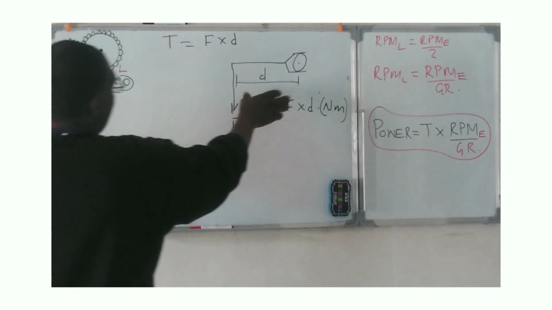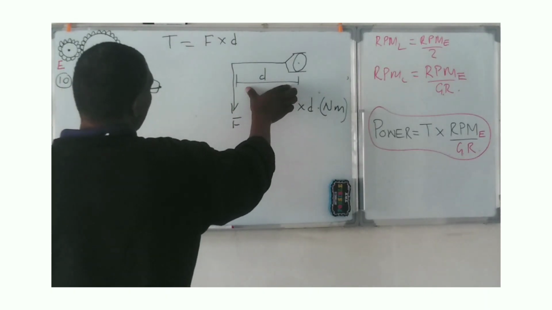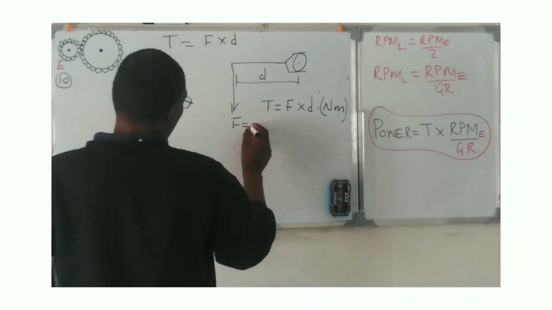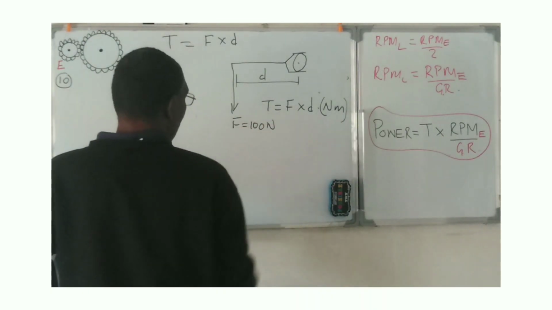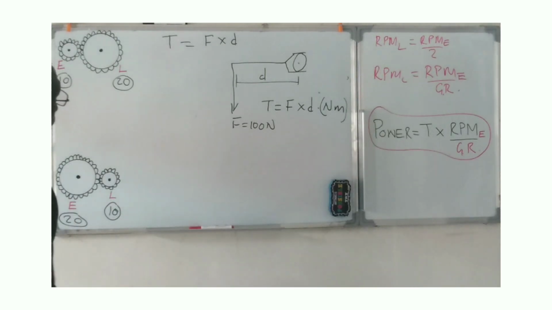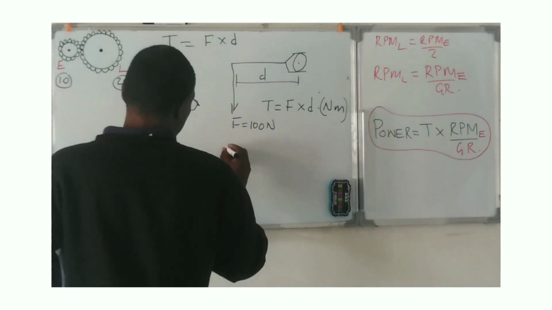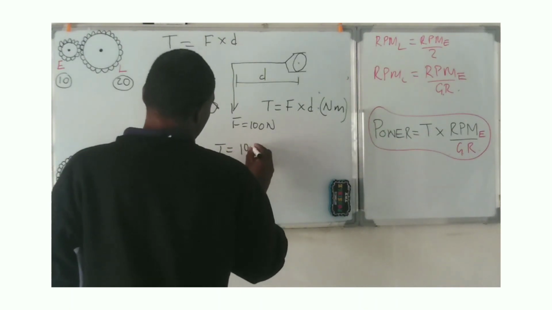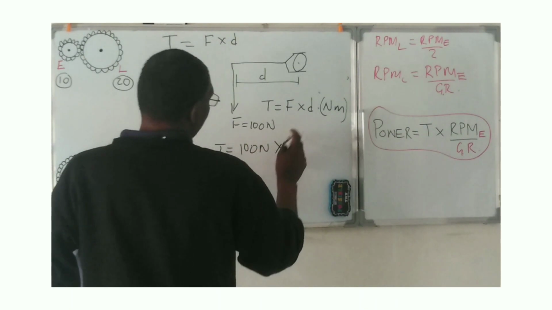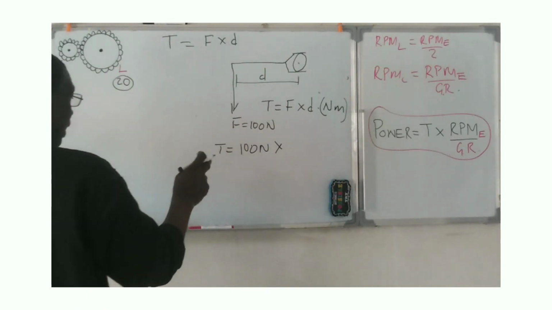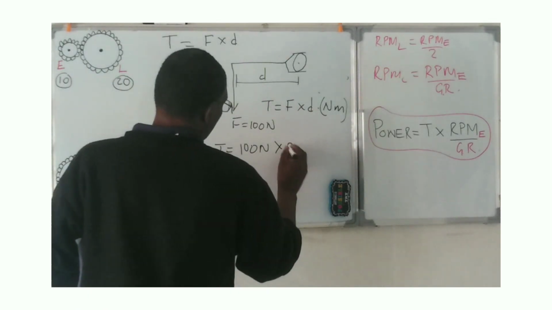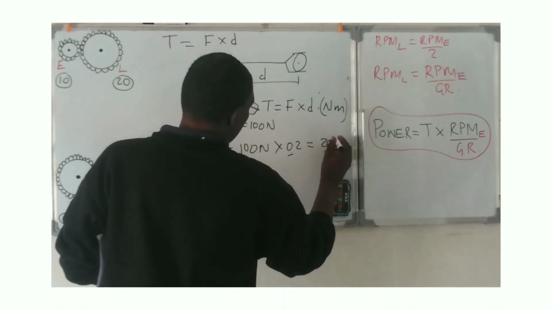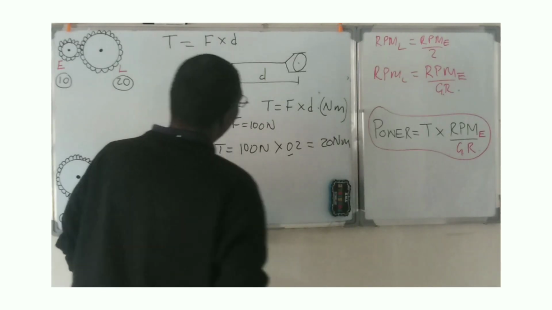Supposing our D here, our spanner, is actually 20 centimeters long, and we apply a force of 100 newtons. So what is going to be our torque? Our torque is equal to force, which is 100 newtons, times our distance. 20 centimeters is 0.2 meters, which is equal to 20 Newton meters.